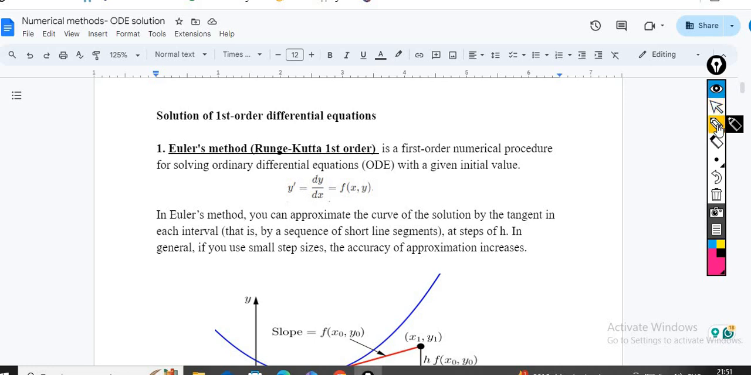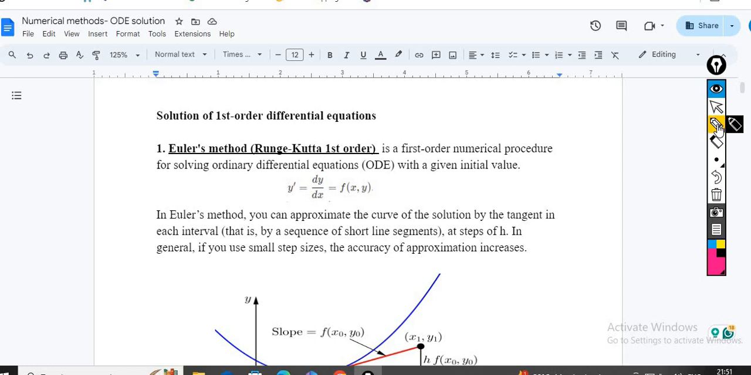Hello. Today we will discuss the solution of first order differential equations. In this course we are going to use numerical methods for solving differential equations. At first we will discuss what is meant by a differential equation, a first order differential equation, and then we will discuss the numerical methods.